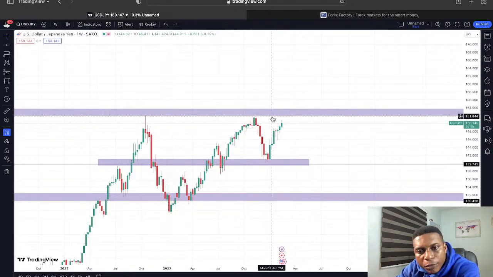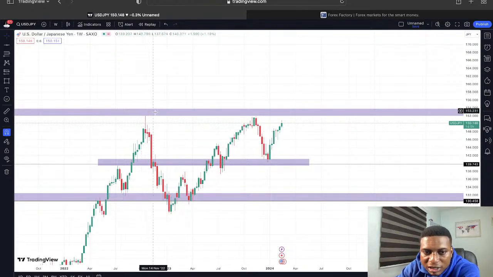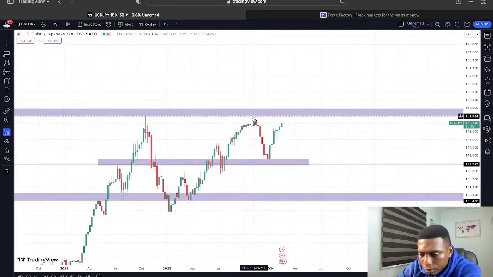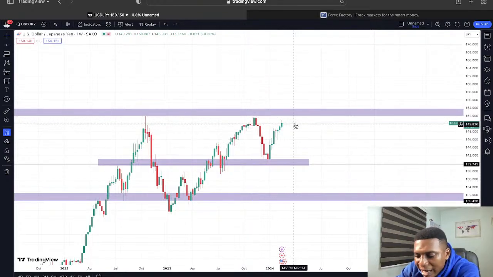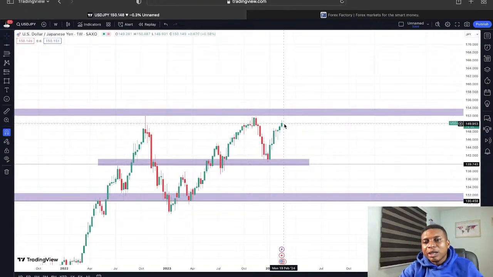Now, what would price do when price gets to this resistance zone, which has always been a point of rejection for price? When you look at it here, a point of rejection. When you look at it here, another point of rejection. So would price also reject from this level when price gets to this level? Okay, and what should you as a trader do now to position yourself?